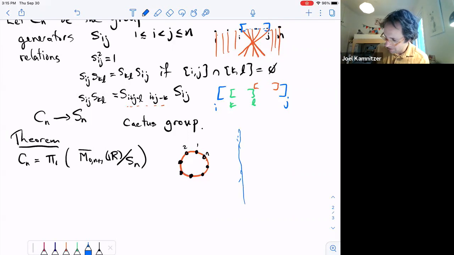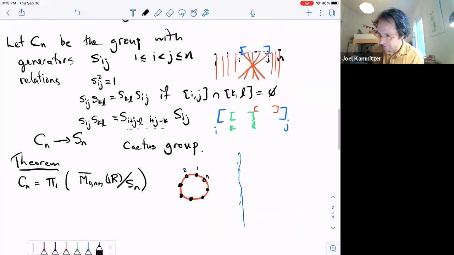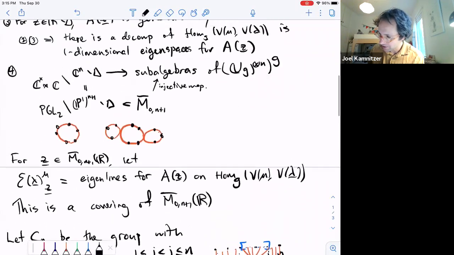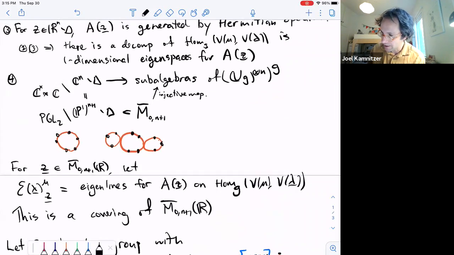So maybe it was obvious or you knew this already, but before we took the compactification, if we were just studying back here, this Rn minus delta, that space is disconnected. It has something like (n minus 1) factorial connected components, maybe (n minus 1) factorial over 2 connected components, depending on whether you mod out or something. But anyway, it has plenty of connected components.